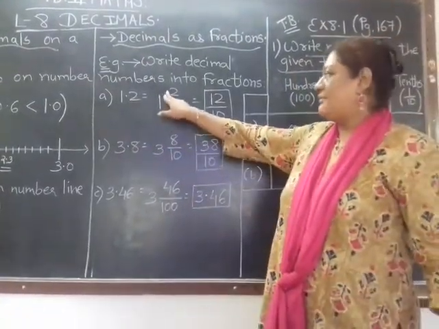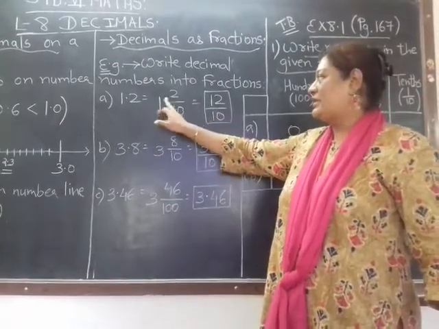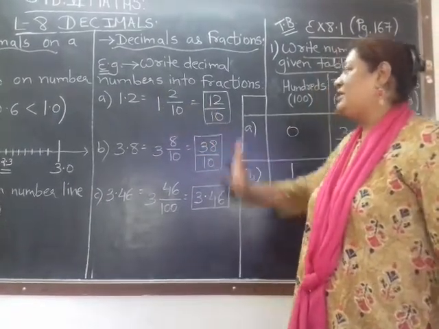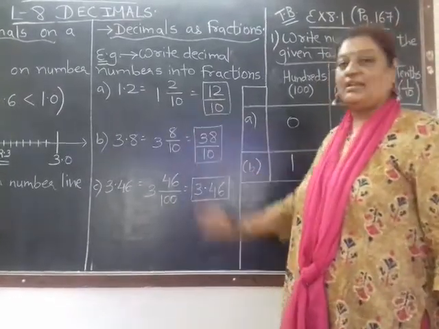This whole number will combine with the numerator. This 2 instead will become 12 upon 10. Both ways the answers are right.